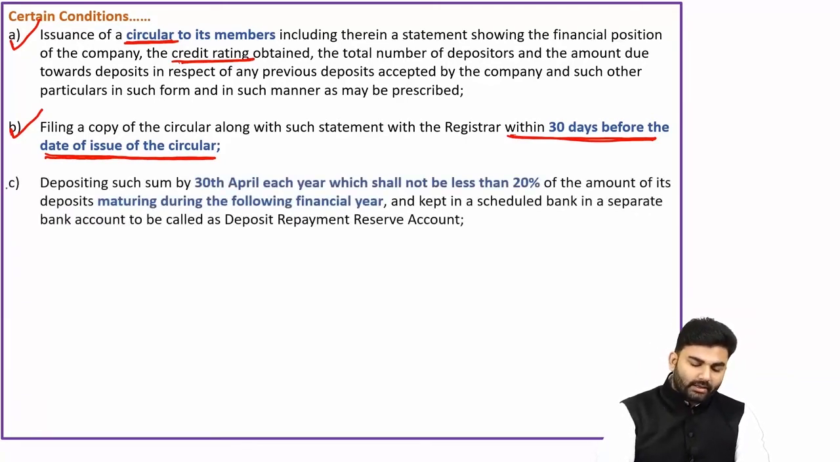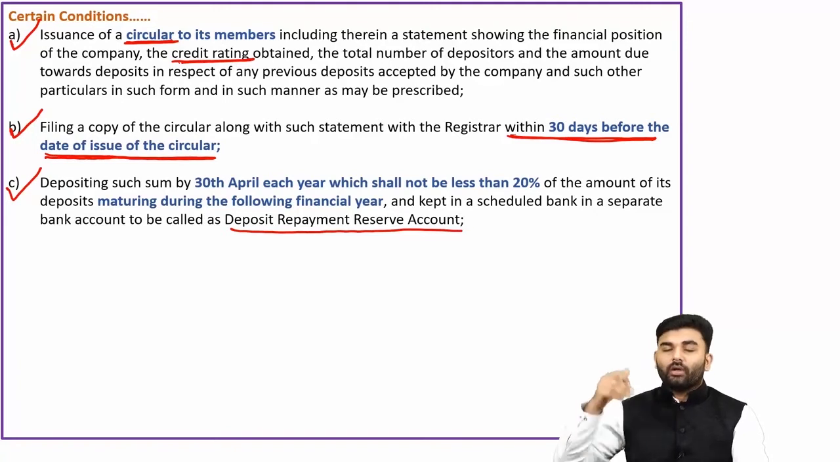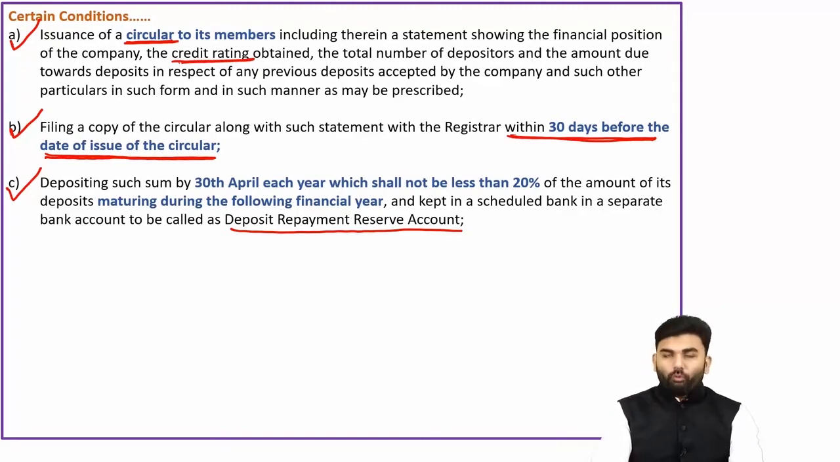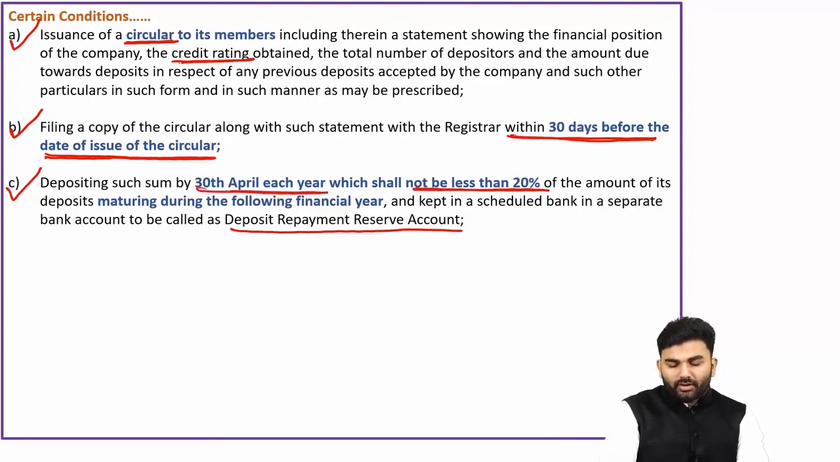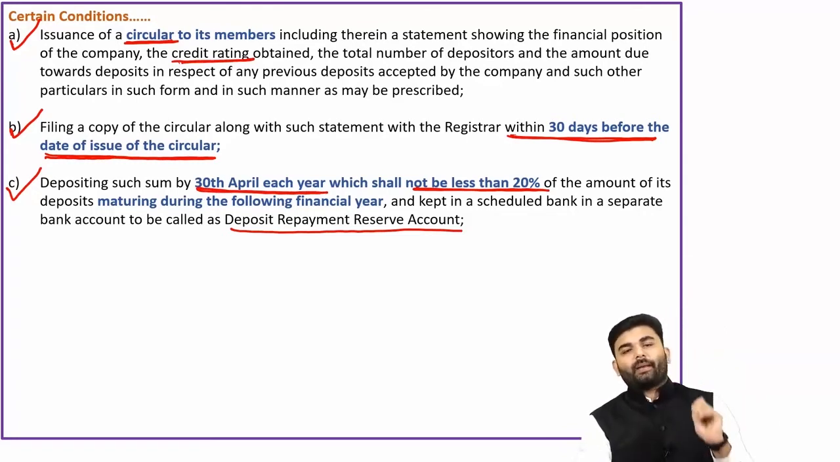Over here, we had already discussed that a company requires to make a provision for deposits repayment reserve account. The money which is lying inside this account will be considered as a liquid asset which can easily get converted into cash, and through that account the company can easily pay the maturity value to its depositors. Whatever is the maturity amount which is going to get matured in the next financial year, at least 20% of that amount, the company shall reserve it in this particular year on or before 30th April. And such money will be deposited in a scheduled bank under an account called Deposit Repayment Reserve Account.